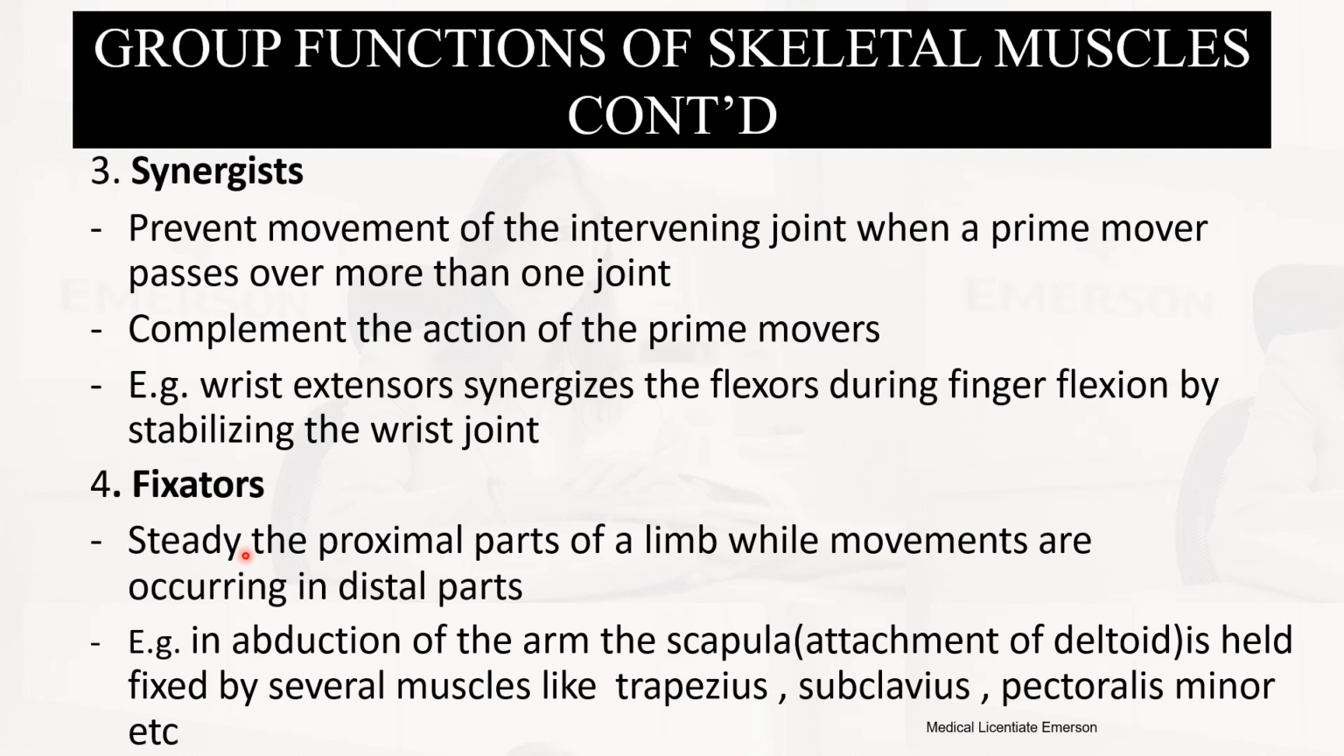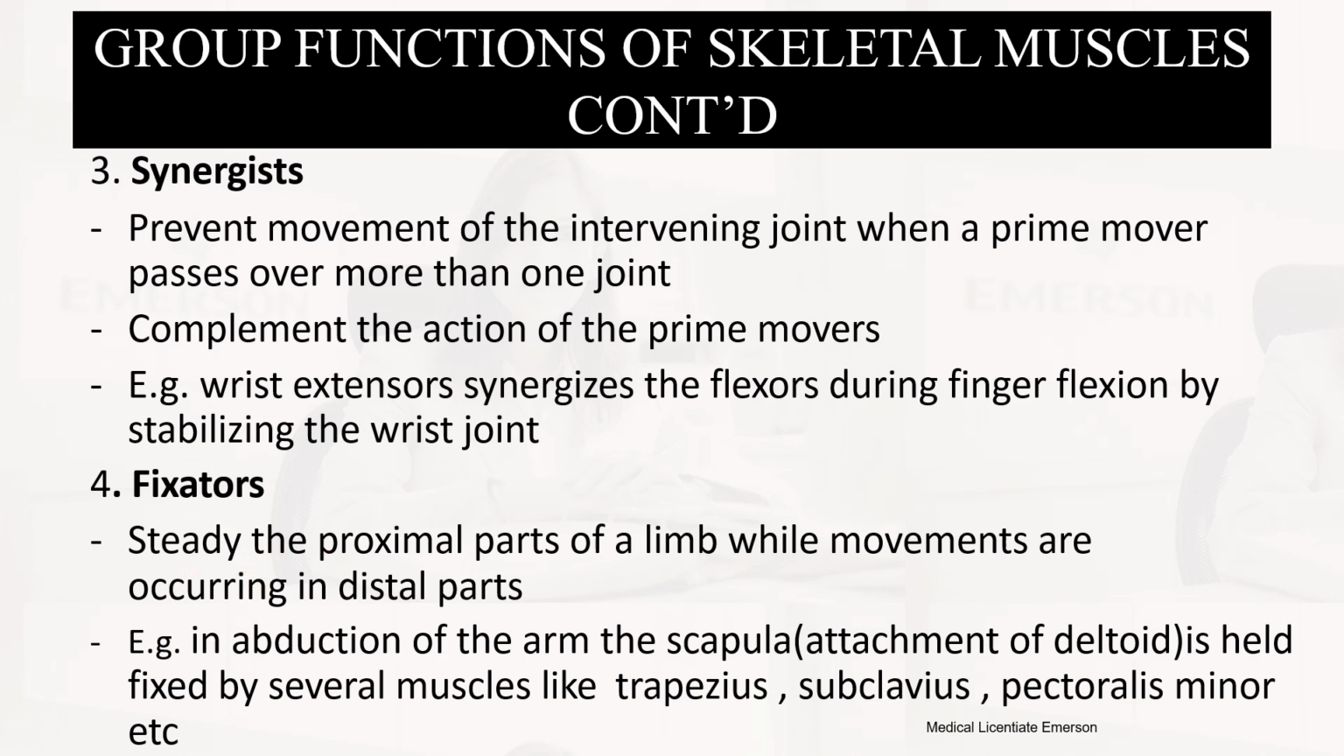Then we have fixators. Fixators steady the proximal part of a limb while movements are occurring in distal parts. For instance, in abduction of the arm, the scapula, which is where the attachment of the deltoid is, is held fixed by several muscles like the trapezius, subclavius, pectoralis minor, etc. These ones are known as fixators.